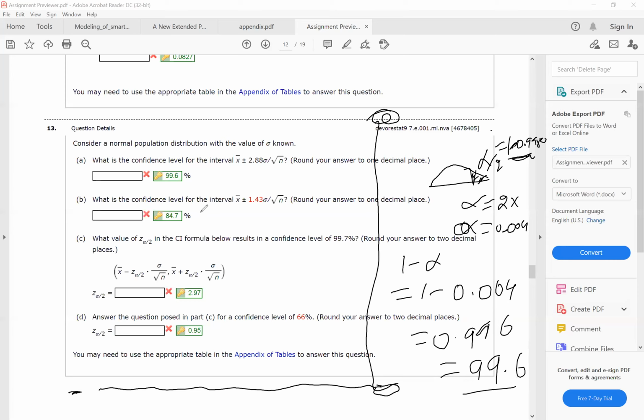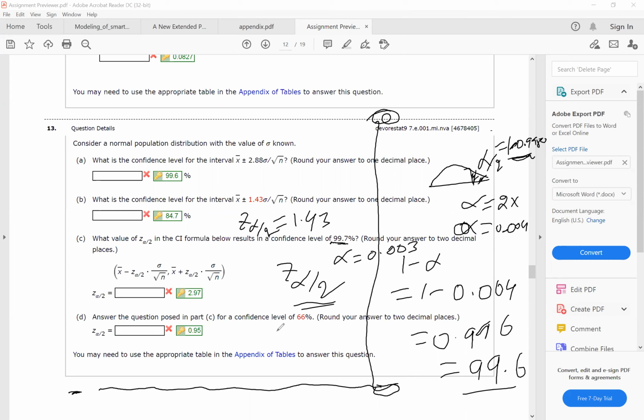Similarly, for this one, Z alpha over 2 is 1.43. First, you need to calculate alpha, then 1 minus alpha is the confidence level. And for part C, what value of Z alpha over 2 in the confidence interval formula below? We are given the confidence level is 99.7%. You have to find Z alpha over 2. Here alpha is 0.003, so alpha over 2 is 0.0015. So you have to calculate the Z score for 0.0015.